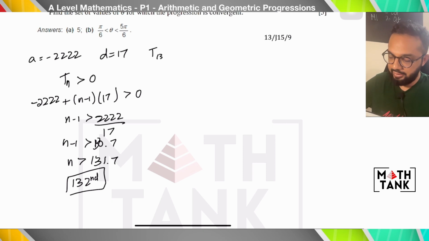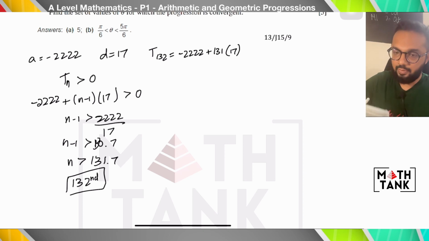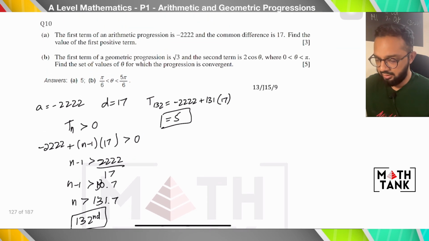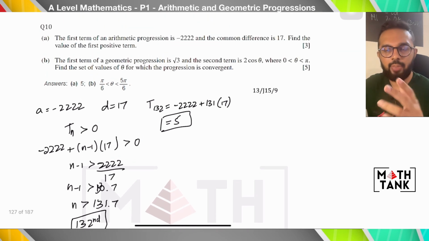So term number 132 will be A plus n minus 1, 131 times D. That's 5. So that tells me it's a small positive term, which means I've just crossed that barrier of having negative terms and then a positive term at the end.